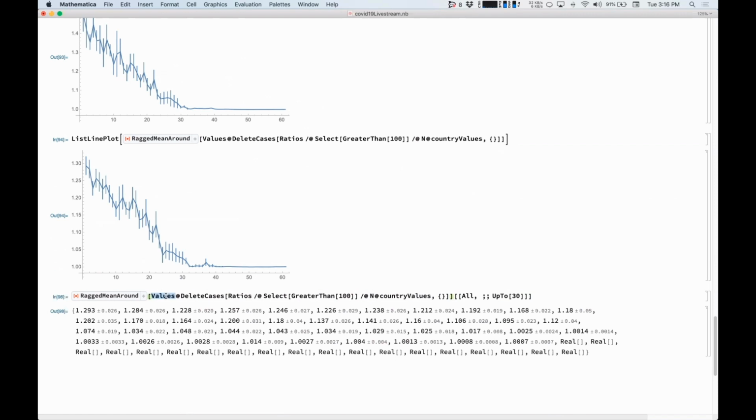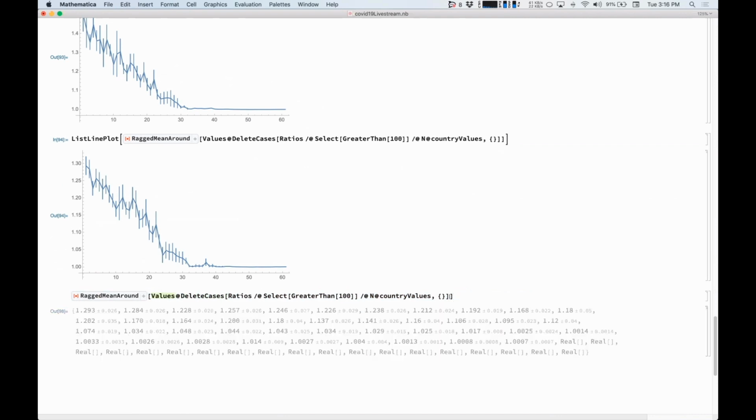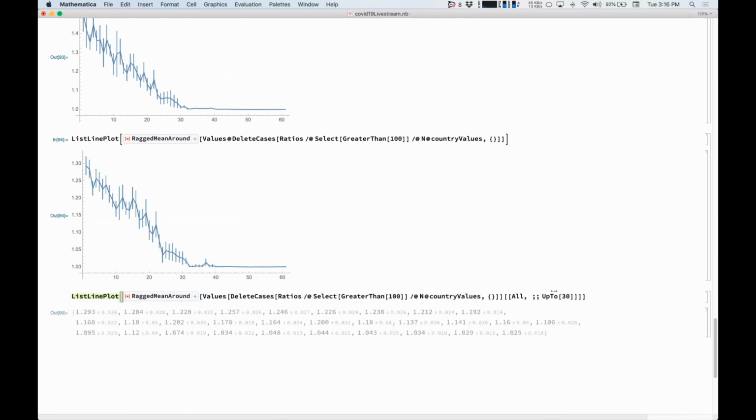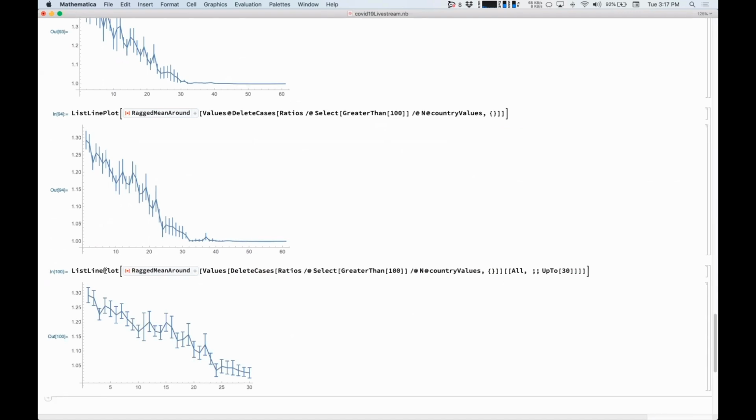What is that? That's really weird. Part's tearing apart around or something. It's on the wrong side of the mean around. There, now it's right. Okay, so now just to check, this should go up to 30. There we go.